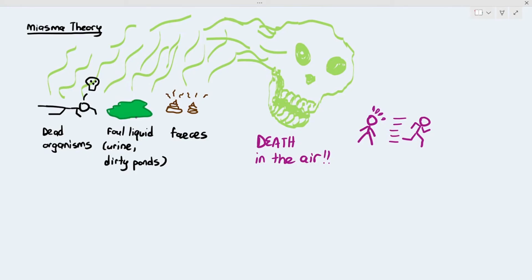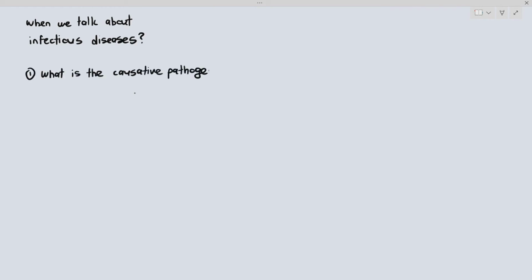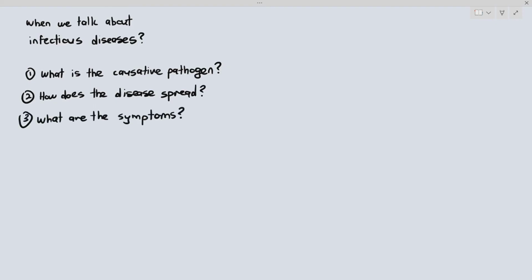So in the future videos, we are going to be looking at four specific infectious diseases. We have to talk about what is the causative pathogen, which means to say, what's the name of the pathogen that actually causes that particular infectious disease? We also have to know, how does the disease spread from one person to another? What are some of the symptoms? Symptoms are basically the way your body presents the disease.